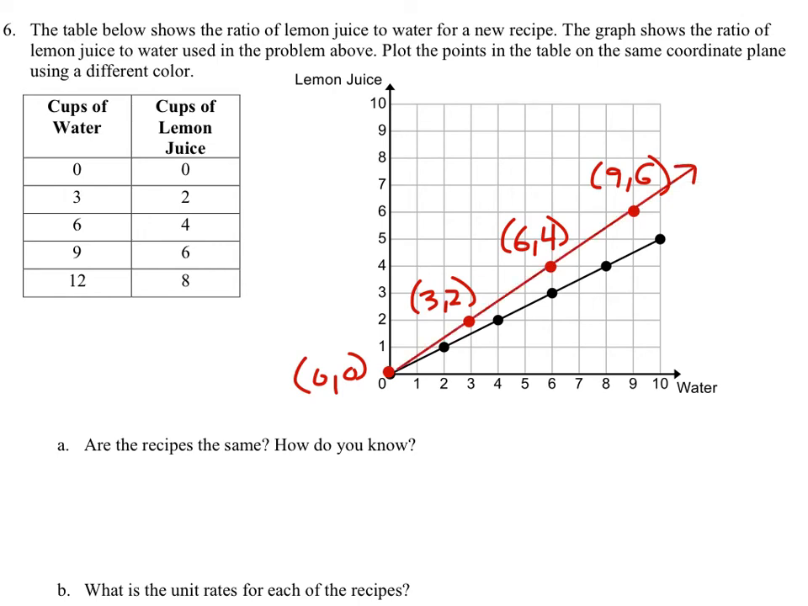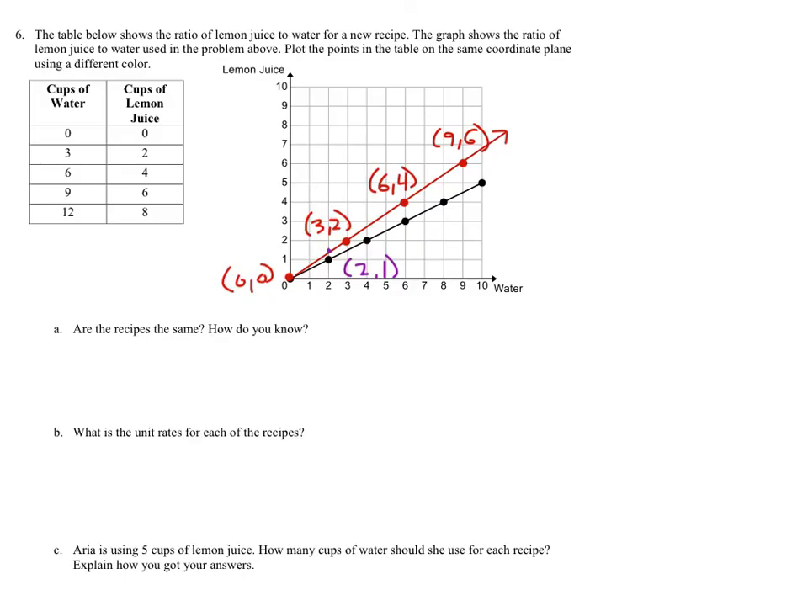Alright, are the recipes the same? No, if they were the same, we'd have the same line. But in this case, they're different lines. Besides before, we can look at the unit rates as well, which are a little bit different. This one is 2 cups of water for 1 cup of lemon juice. And over here for 2 cups, it's, well, I think it's 1.3, but something like that. They're different.